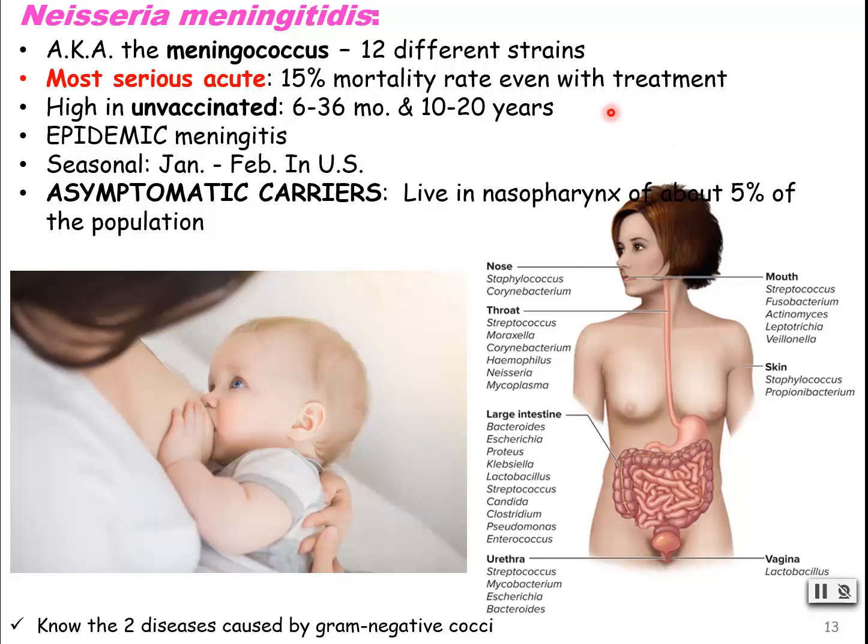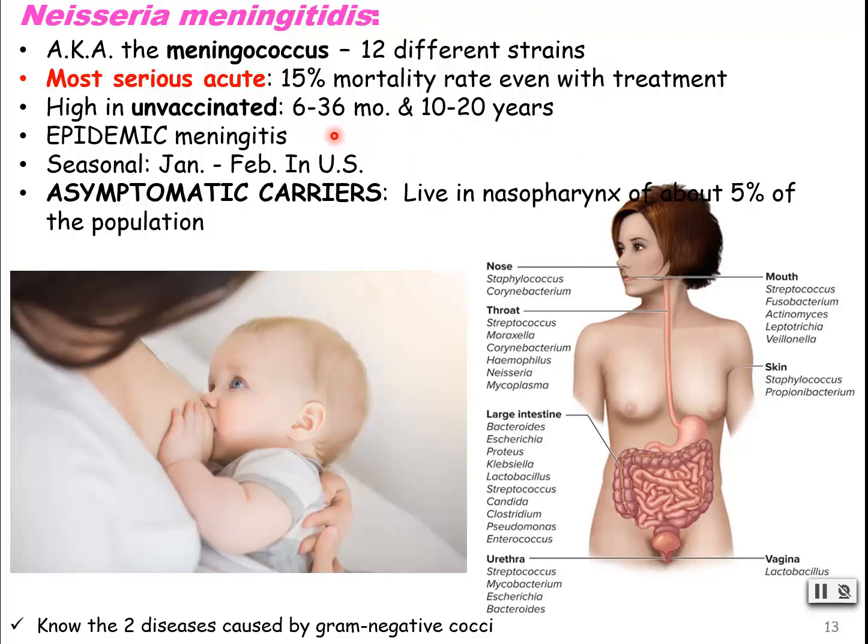The thing is, with the vaccination schedule, usually people are not vaccinated until age 11. You get another one at 16, and then you get two before college. So who is going to be affected by this are the young. So your 6 to 36-month-olds, so your babies, and then it's highest in the rates of 10 to 20-year-olds.